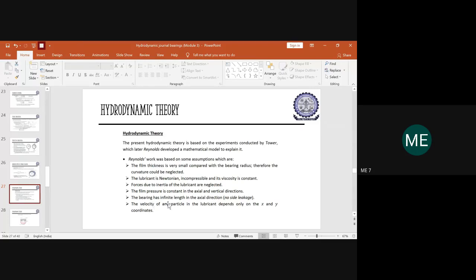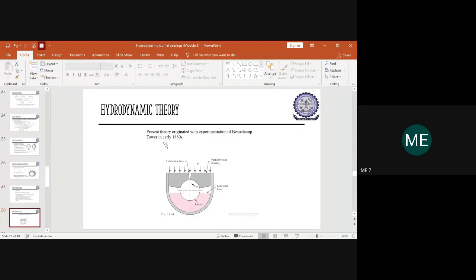And lastly, the velocity of any particle in the given lubricant depends only on the x and y coordinates. So this was the last assumption Reynolds followed. These were the set of assumptions Reynolds followed to justify the experimental work done by Mr. Tower, to give his equation for the hydrodynamic theory concept. How exactly we have to analyze, we will do in the next class. I hope the concepts are clear. If you understand the concept, you can derive the equation on your own.